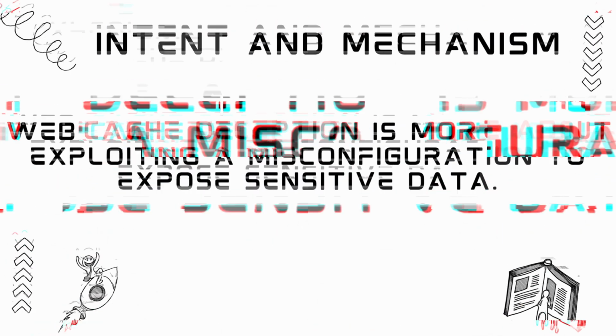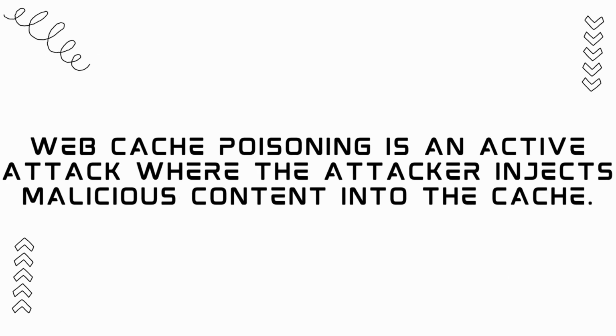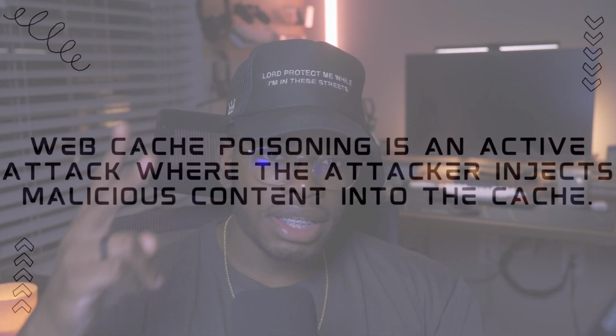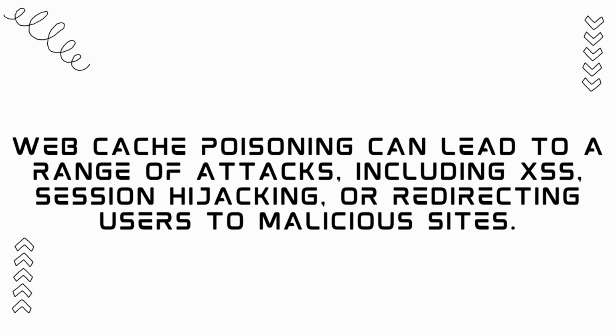We are going to be putting these key differences in three categories, right? First is intent and mechanisms, right? Web cache deception is more about exploiting a misconfiguration to expose sensitive data. And then web cache poisoning is an active attack where the attacker injects malicious content into the cache. Second category is impact. Web cache deception leads to information disclosure. And then web cache poisoning can lead to a range of attacks, including XSS, session hijacking, or redirecting users to malicious sites. Third category is attack complexity.